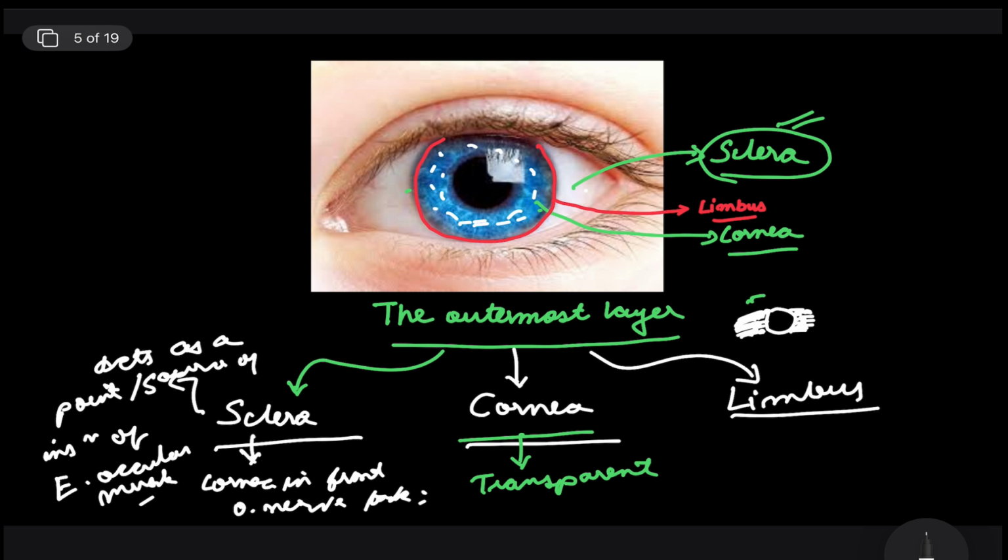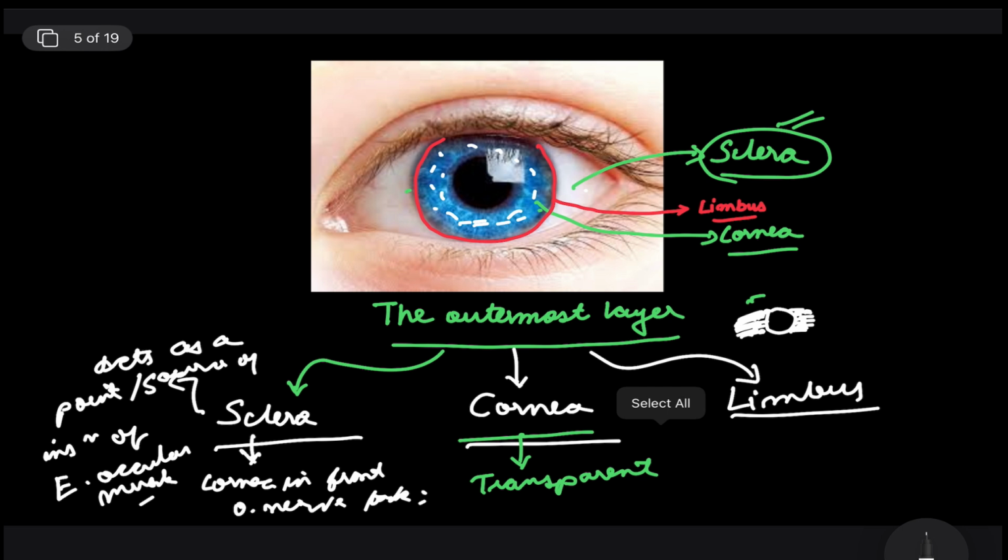So we saw sclera, we saw cornea, which was transparent, and we saw that the junction between the cornea and sclera, that is the sclerocorneal junction, has been given a special name known as limbus. What limbus is specifically, why it has been given a special name, and what exactly its function is, we'll see in this video itself. So let's start with the proper discussion of sclera and cornea, starting with cornea.